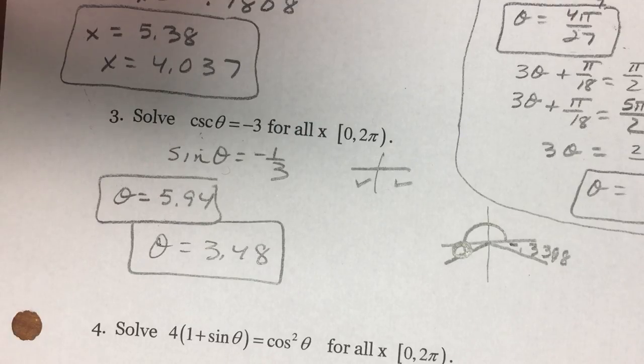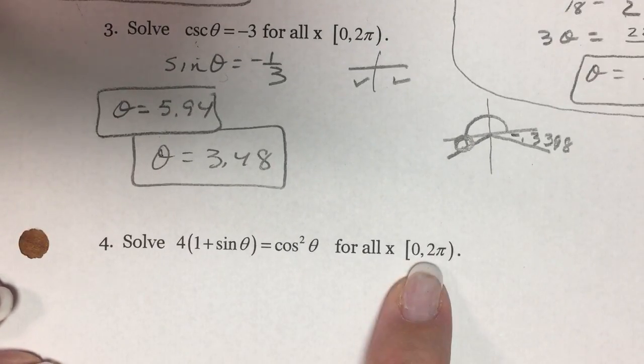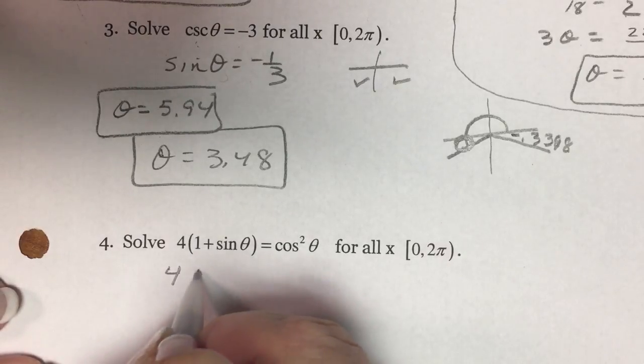All right, a couple of other things here. So it says to solve this one for all x from 0 to 2 pi. So the first thing we can see we can do is we can distribute.